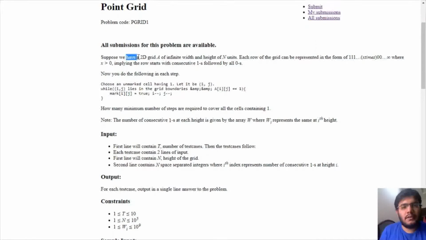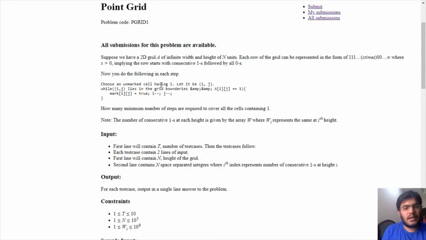Initially, we have a 2D grid A of infinite width and a height of n units, and each of the rows among the n heights can be represented as some number of ones followed by an infinite number of zeros, where the number of ones, x, is positive. So basically we have greater than zero ones in a row, followed by infinitely many zeros. And we can do steps, and in each of these steps we will choose a cell which has 1.